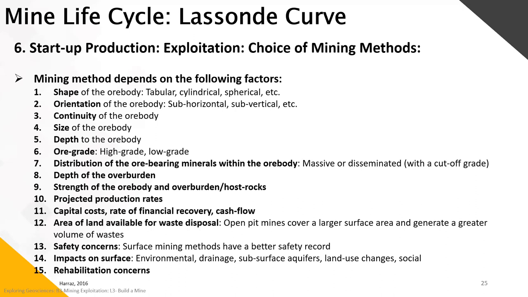The distribution of the ore-bearing minerals within the ore body, what kind of mineralization are we talking about? Is it disseminated sulfides? Is it massive sulfides? Is it semi-massive sulfides? Is it within a vein? What is the cutoff grade that we're going to use? The depth of the overburden, do we have to strip away a very thick overburden, or is it close to the surface?